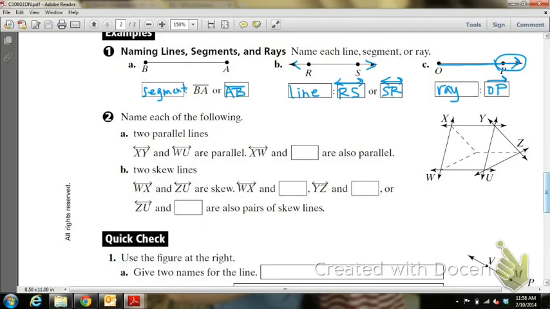Okay, so now I'm going to look at this prism over here. This kind of looks like a piece of cheese. Two parallel lines, XY and WU, those are parallel. And XW and what are also parallel? Well, who goes in the same direction as XW? That would be YU.